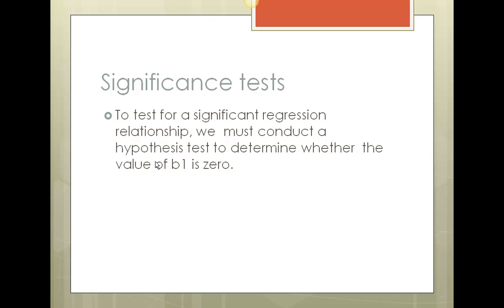Next, we can look at our significance tests. So to test for a significant regression relationship, we construct a hypothesis test to determine whether or not the value of beta 1 is 0. Remember, beta 1 is your slope coefficient. It tells you how a 1 unit increase in x will impact y. So if there's a statistically significant relationship, beta 1 should have a value. If its value is 0, then that means that x has no impact on y.